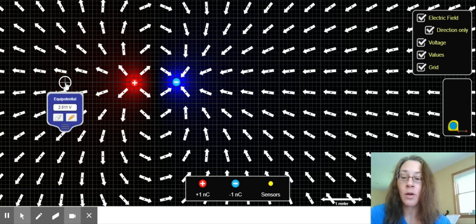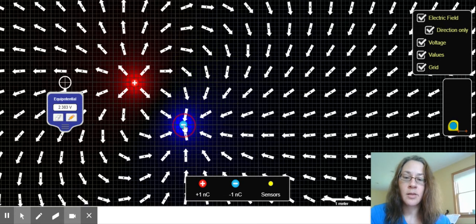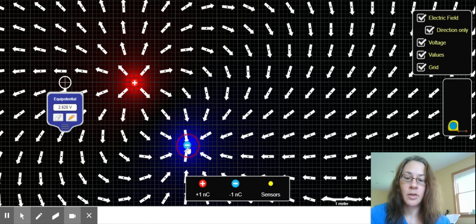And 2.011 volts. And what if I take this and move the field down here? What happens to the arrows that represent the electric field? See how they've changed? Make note of that.